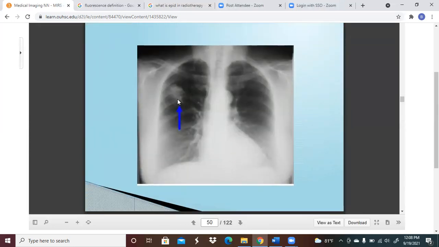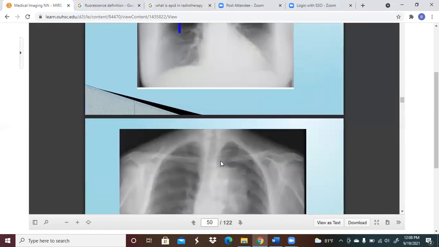Any guesses as to what that is? That is something that should not be there, and that is a very bad thing. That is a nodule that should be inspected, potentially cancer.